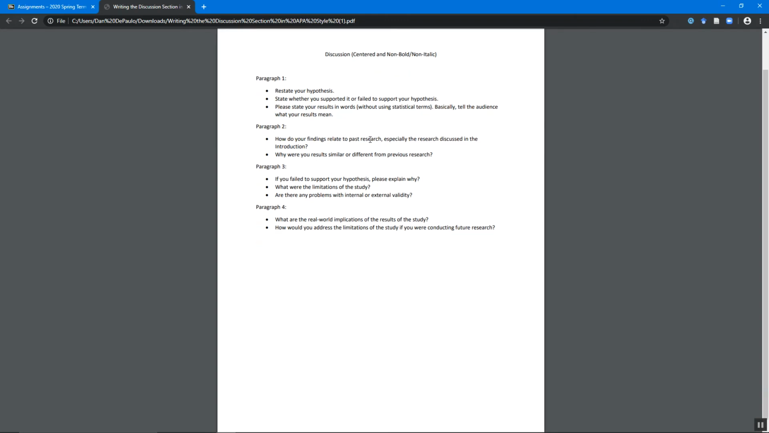Paragraph 2, how do your findings relate to past research, especially the stuff in your introduction? You did the literature review for your introduction, right? How do our results in our class here relate to past research? Were they similar or different? Well, I can tell you based on this, we found no differences between the genders, male versus female, on the mental rotation test. That's different than what other people found, right? So you want to state that here.